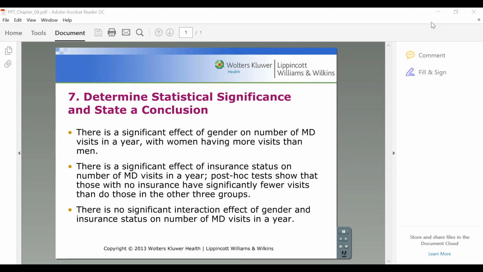And then it didn't matter, there's no interaction of insurance by gender. So in other words, it didn't matter if you're male or female. If you had no insurance, you were going to have fewer visits. Okay. But if it did find a significant interaction, then it would basically say that depending on if you're male or female and you had no insurance, then you may have fewer visits, but we didn't find those differences.